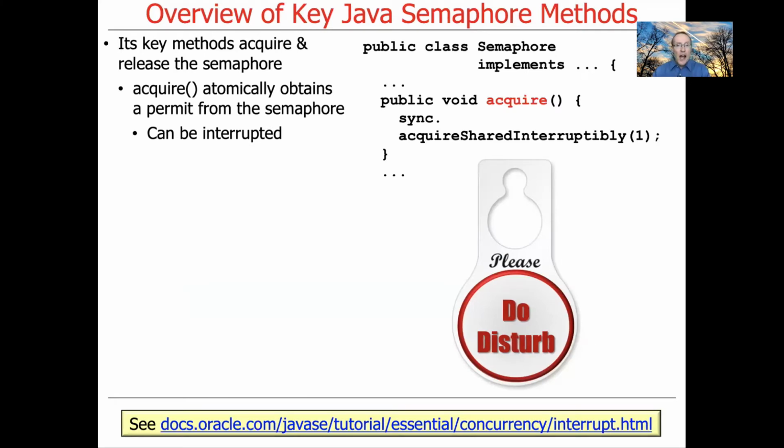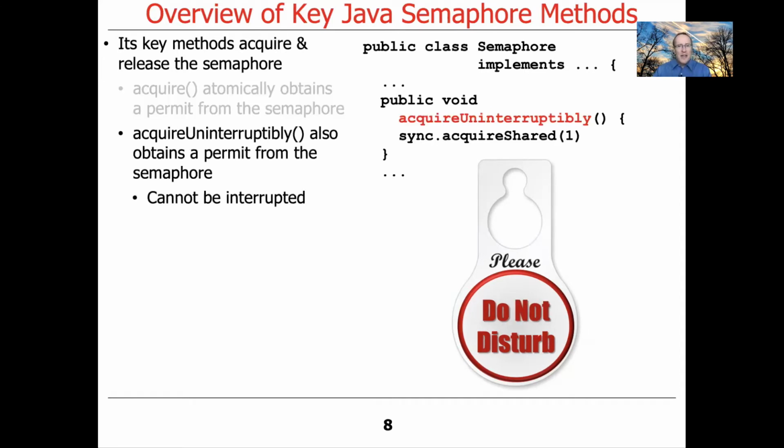By default, the acquire method can be interrupted, which means that if you are waiting for a semaphore and someone interrupts the thread that's waiting to acquire the semaphore, that particular method will go ahead and return and throw an interrupted exception. To make things consistent, there's also an acquireUninterruptibly method that obtains a permit from the semaphore. This call cannot be interrupted. So when you're blocked in acquireUninterruptibly, you're basically just going to have to wait until that semaphore is available and you can't interrupt the thread that's waiting.